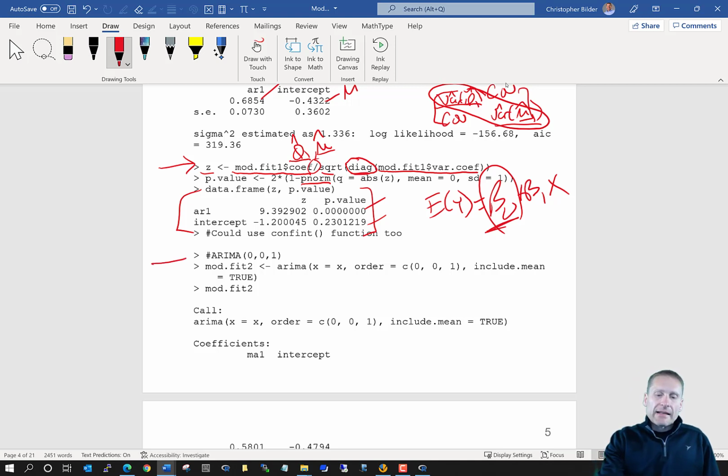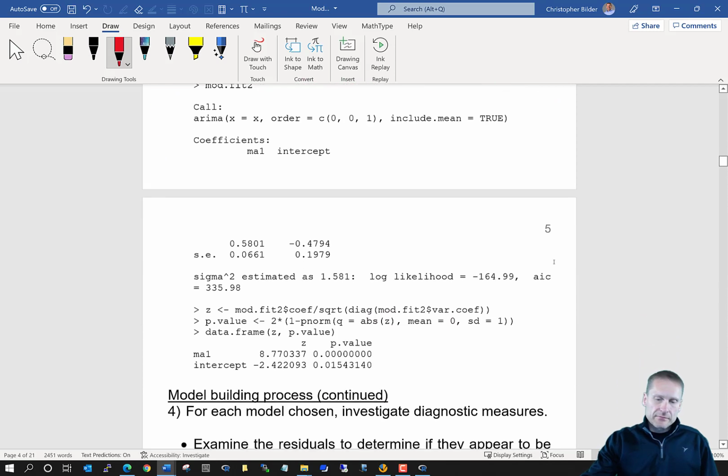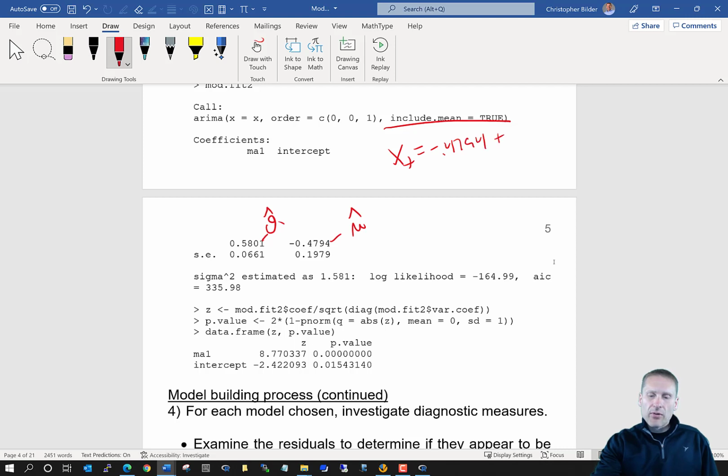Okay. Now, here's my moving average 2. I'm going to put the results into mod.fit2. This is what we get here. Here is theta hat 1. Here is mu hat. So notice I'm still estimating what that mean is. So if I were to write out my model, it would be x of t is equal to negative 0.4794 plus 0.58 times w sub t minus 1 plus w sub t. So that's what the moving average 1 model would look like.